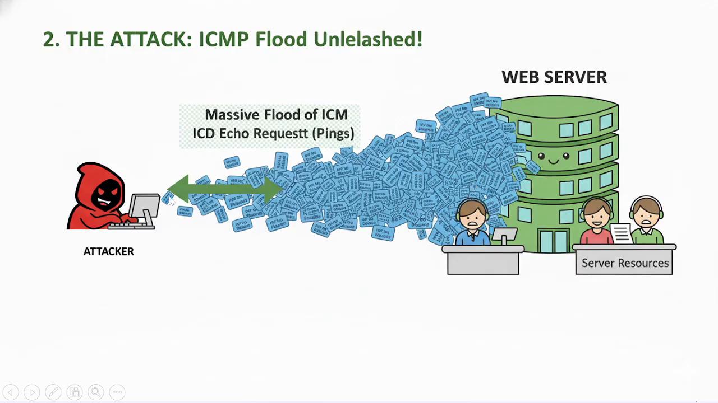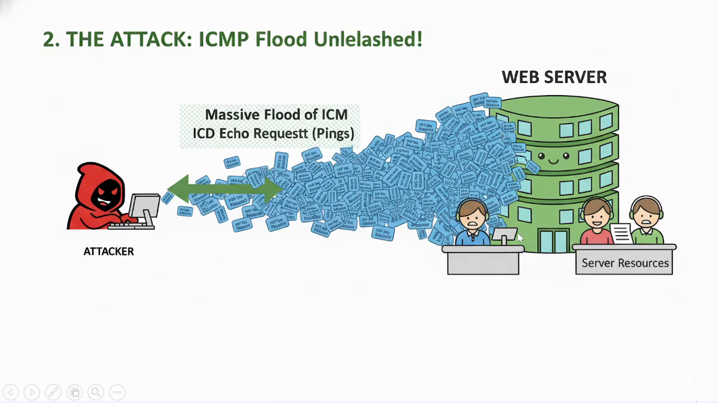So all these in blue are ICMP echo requests, more commonly known as pings. Imagine countless ping requests, far more than any system can handle, all being hurled toward a single target. So this is the web server, which is the single target. These pings are aimed squarely at our web server.